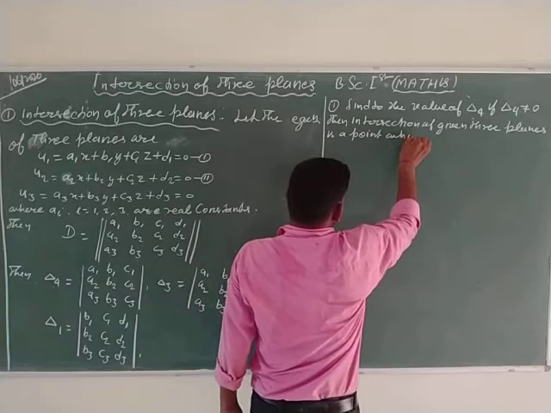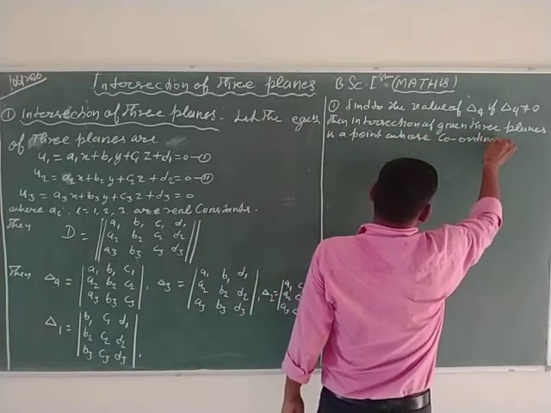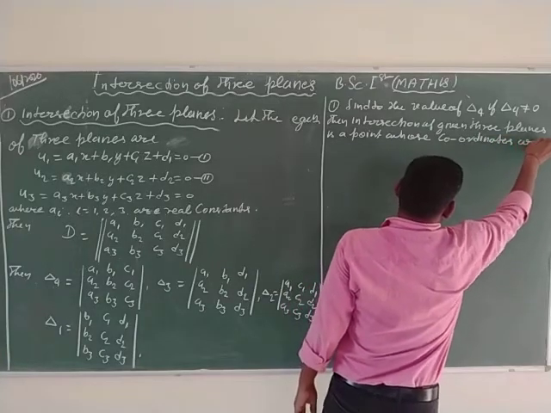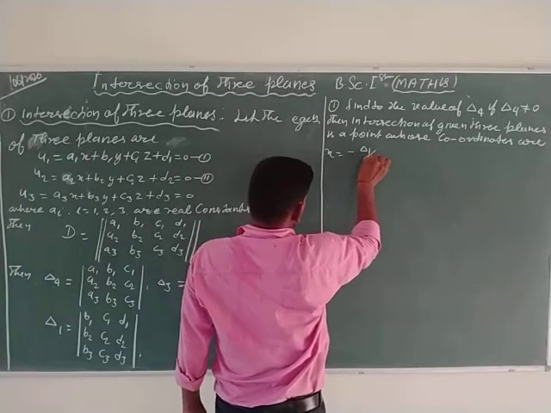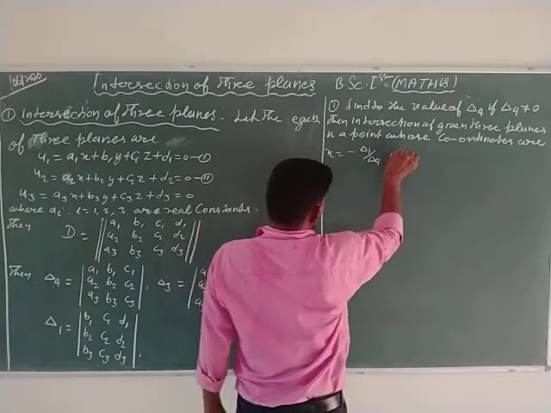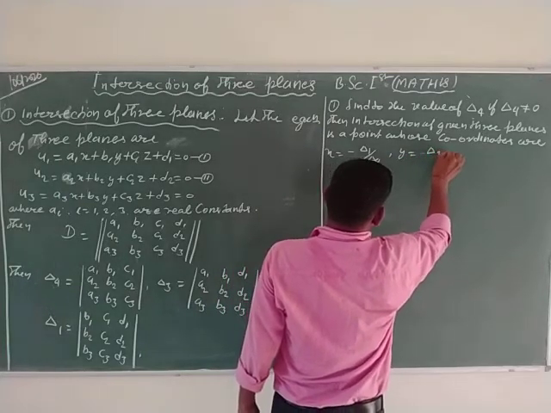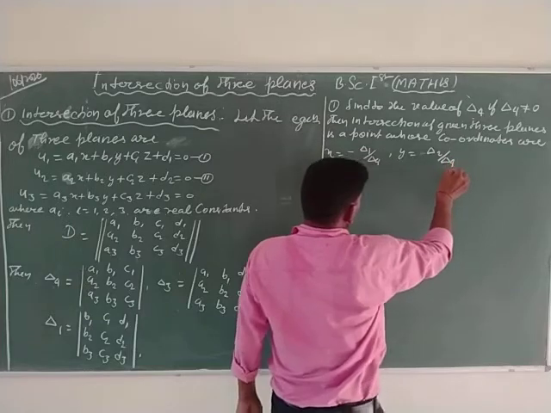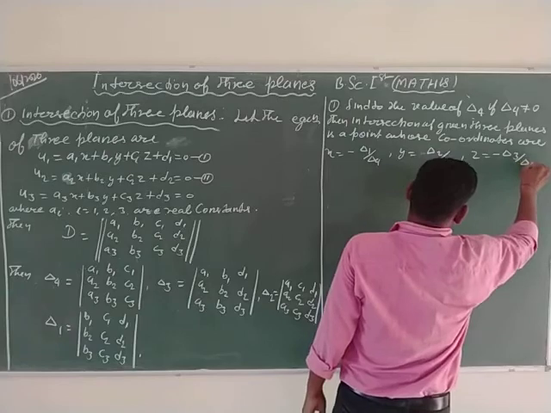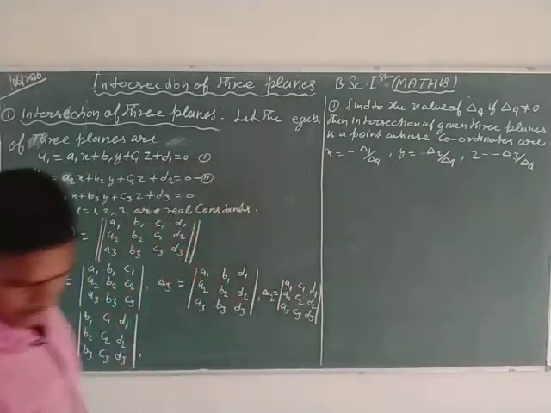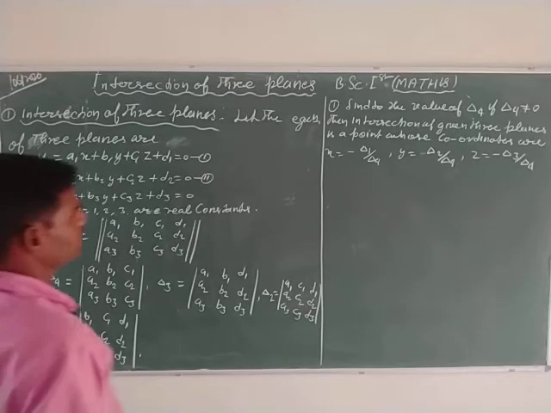whose coordinates are x is equal to minus delta 1 by delta 4, and y is equal to minus delta 2 by delta 4. At last, z is equal to minus delta 3 by delta 4. These are the coordinates of the intersecting point.